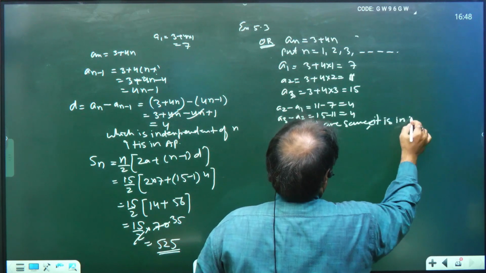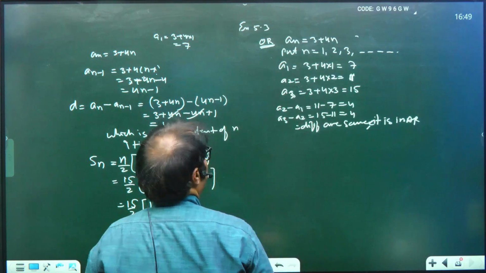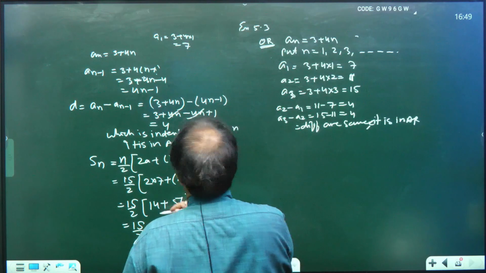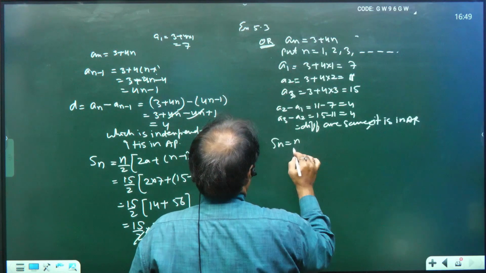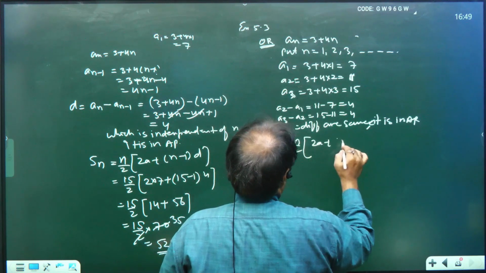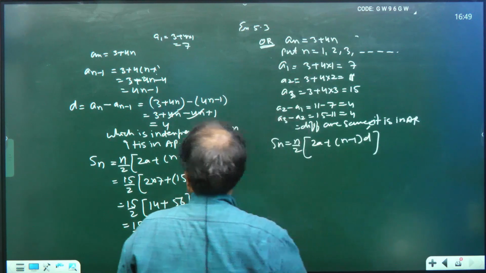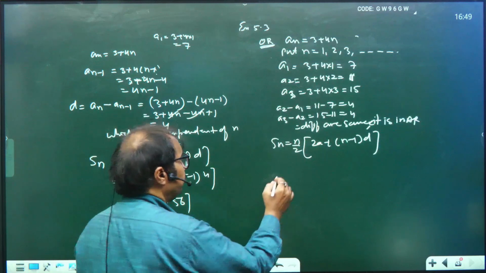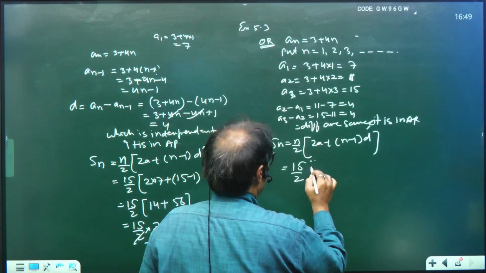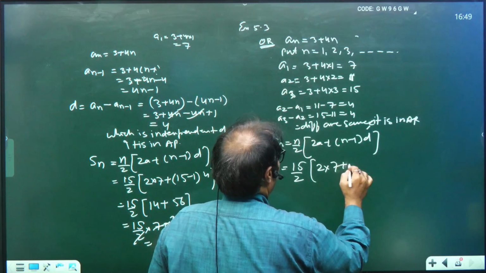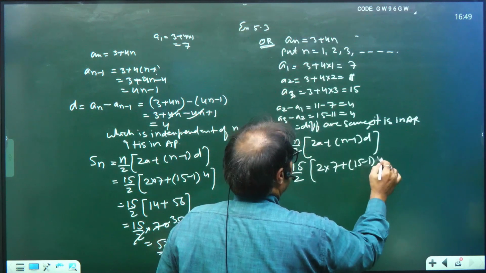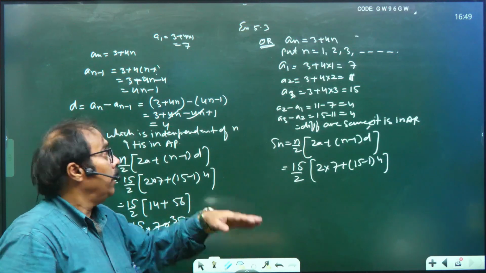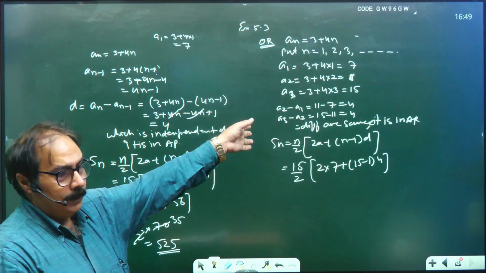After getting the values, A1 is the first term and the common difference is 4, and then apply the formula. Sn is equal to n by 2 into 2a plus n minus 1 into d, and now you will get the same answer, right? Because n is 15, so 15 by 2, and 2a is 14, and 15 minus 1, and d is 4, and now simplify, you get the same answer. So there are two methods. Either you can apply this method or that method.